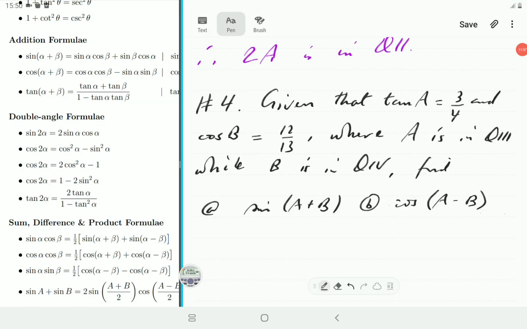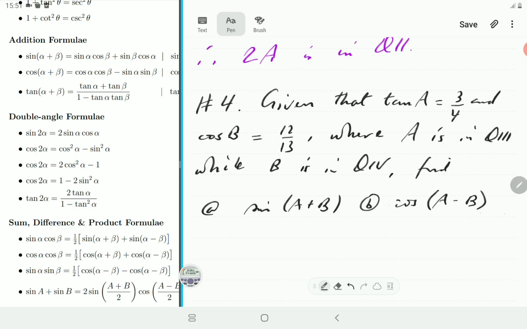Okay, so this time we have tangent A being equal to 3 over 4, and cosine B being 12 over 13. A is in quadrant 3, B is in quadrant 4. We want to find sine of A plus B, cosine of A minus B. So we're just going to be using these addition formulas there.